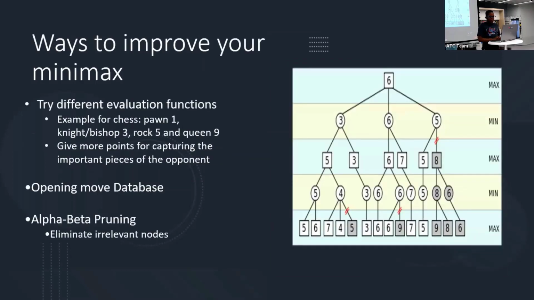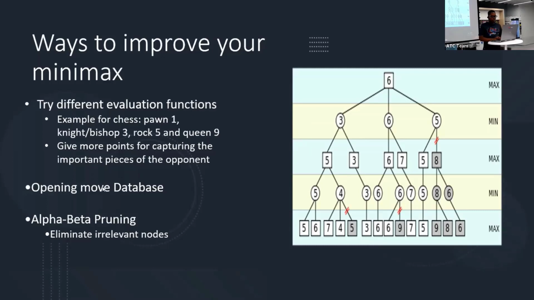Okay. Here are some ways in which you can improve your Minimax algorithm. You can try to use different evaluation functions, assigning different scores to your different pieces, depending on how important they are, and also giving higher scores to your AI if it captures an important piece of the opponent, so that you can prioritize those moves. For example, if you had a chance whereby you can capture a piece with a score of 1 or capture a piece with a score of 5, you would want your AI to choose the one with the score of 5.